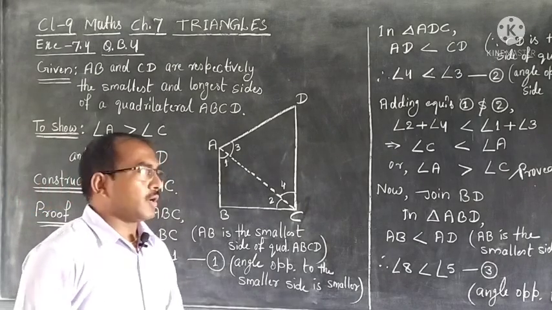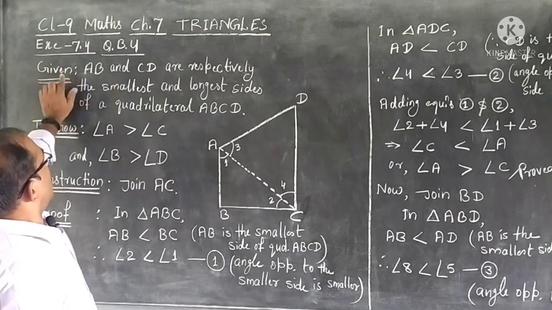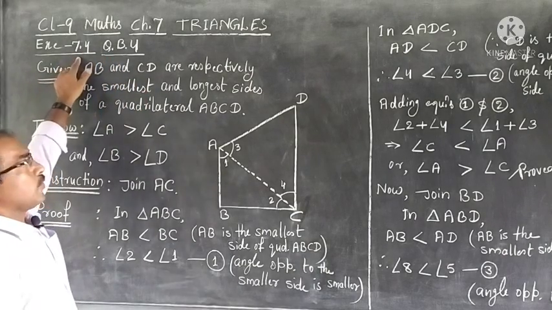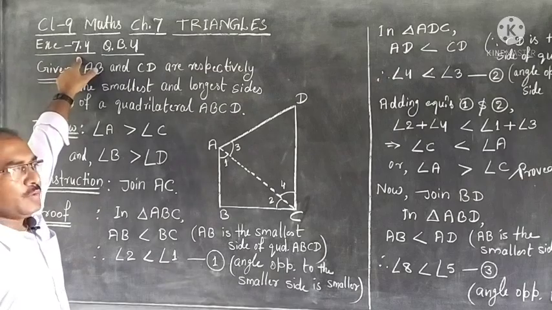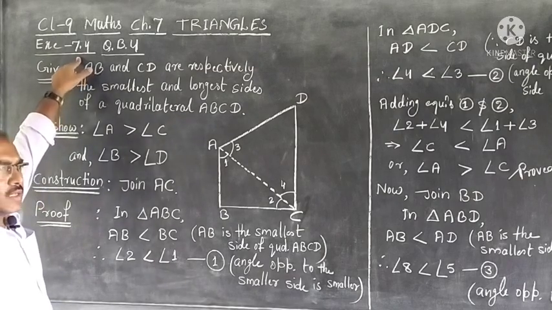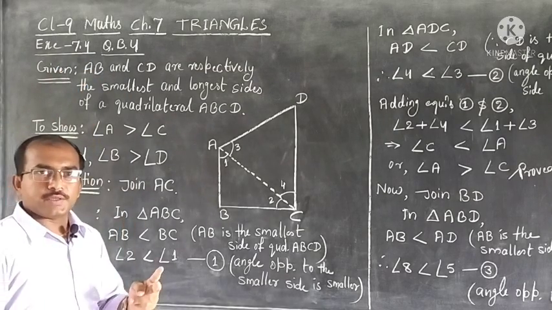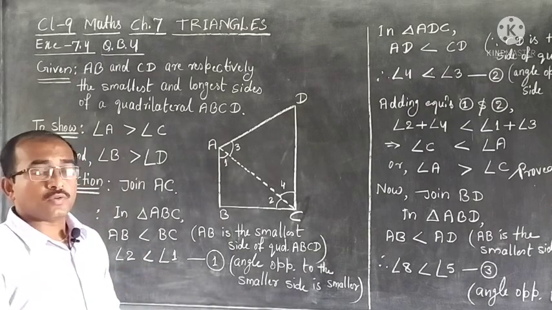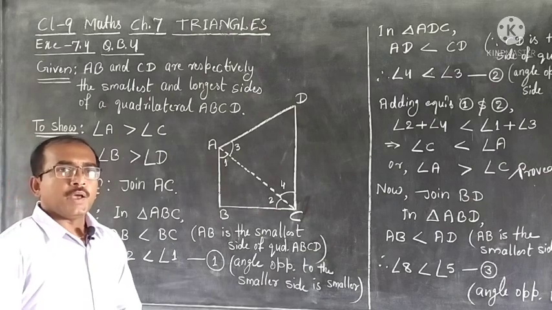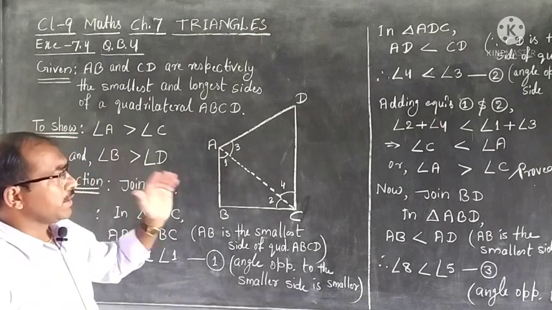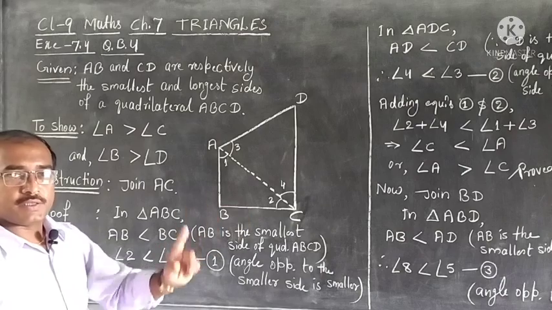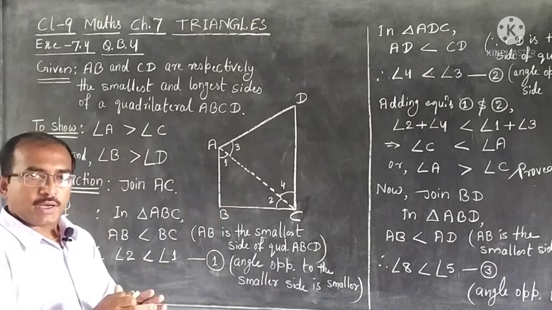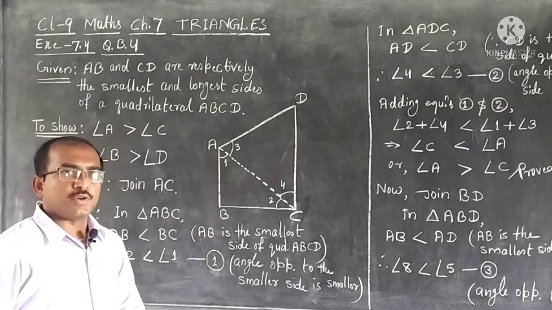We are ready to learn now question number 4 from exercise 7.4. To remind you, we are using in this exercise the two properties of the triangle: the sum of the two sides of a triangle is always greater than the third side, and the greater angle's opposite side is the longer side, and the smaller angle's opposite side is the smaller side.